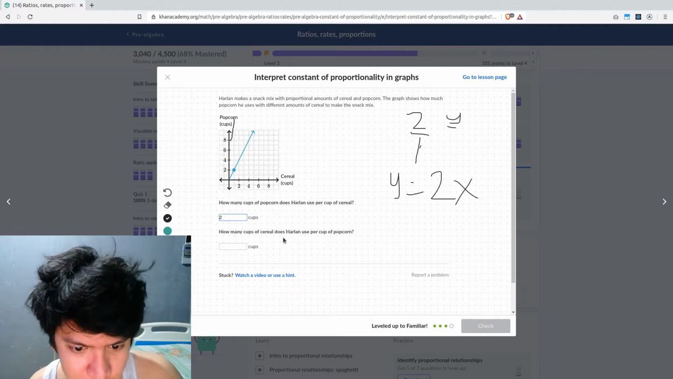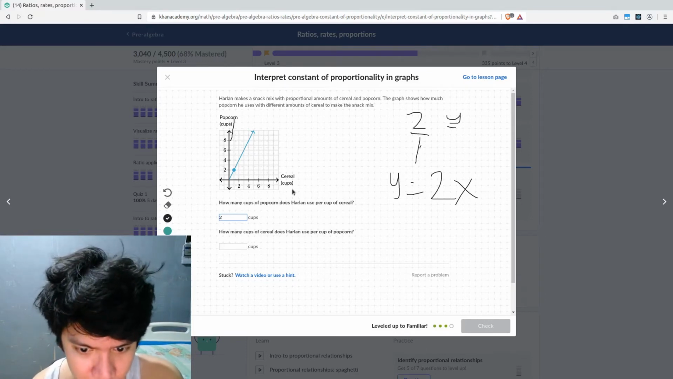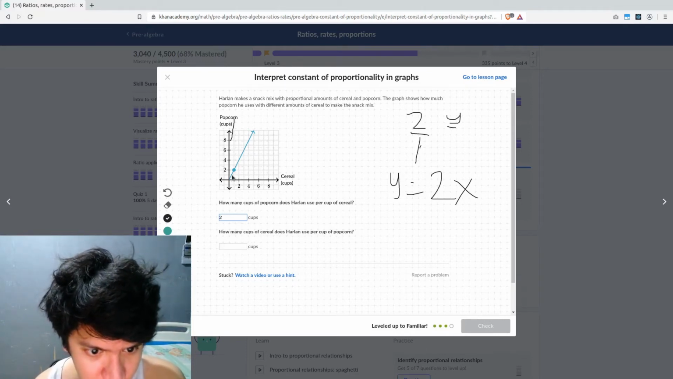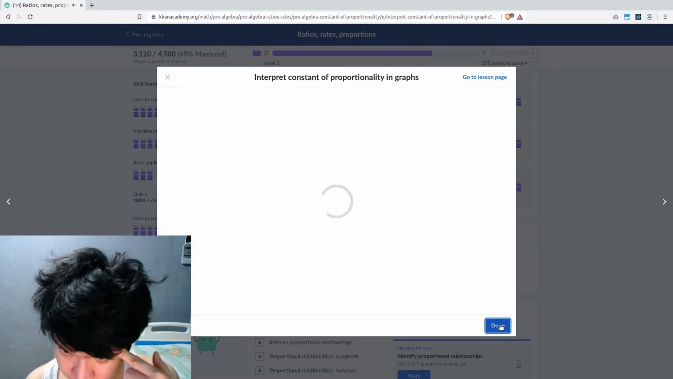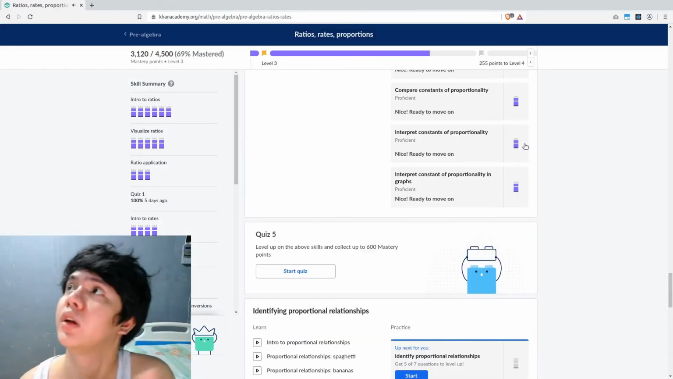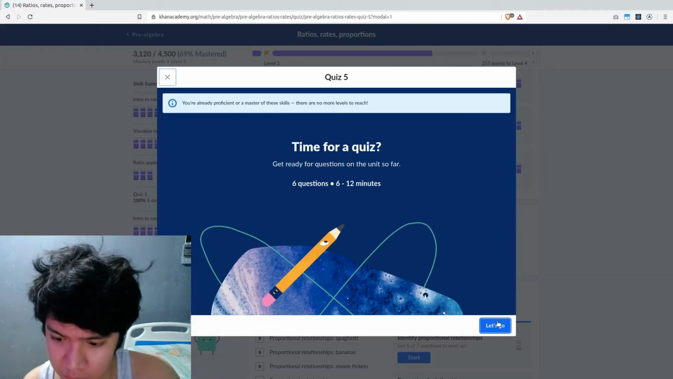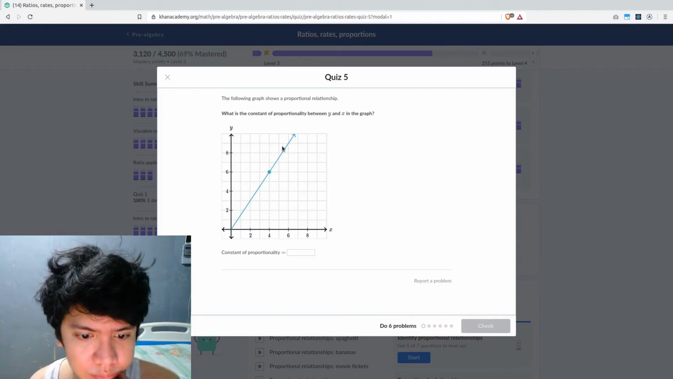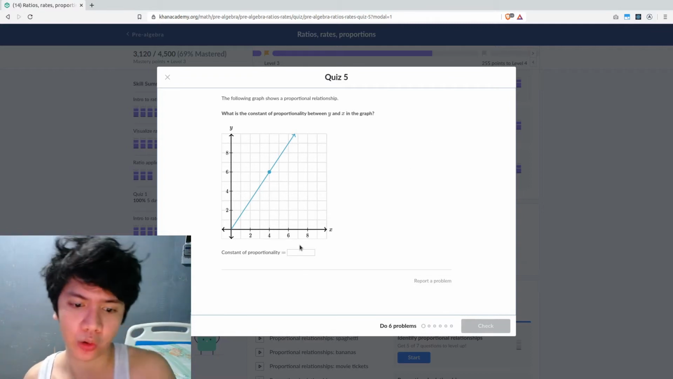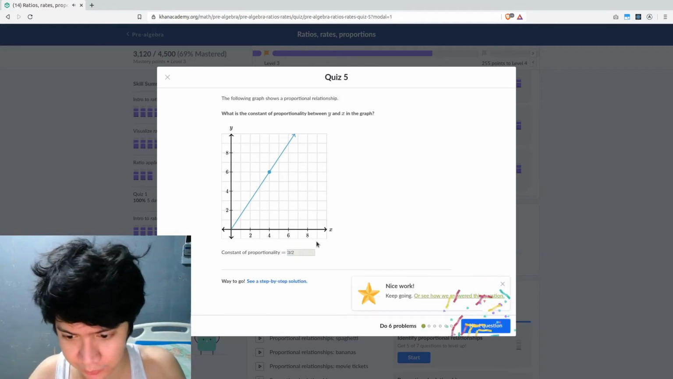How many cups of cereal does Solomon use per cup of popcorn? So it's going to be half, 0.5 cups. Okay, cool. This is insanely hard. Okay. Constant of proportionality. So we have y over 4 or 3 over 2. Oh my god, if I'm wrong with this, I'm gonna lose it.